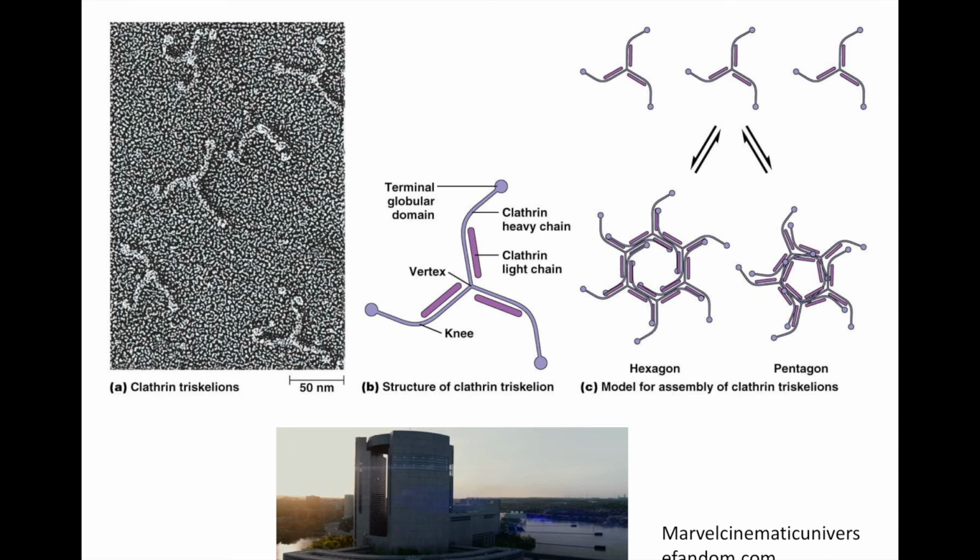Clathrin is a particularly cool protein and famous because it has this triskelion subunit. So each individual subunit of clathrin protein looks like sort of a bicycle wheel spoke, and then they polymerize together into this geodesic dome sort of shape.